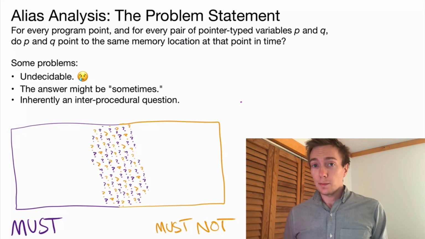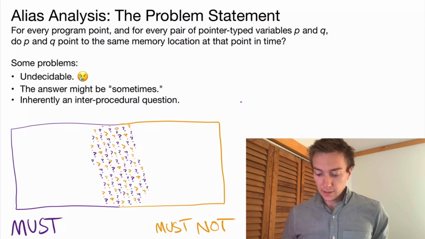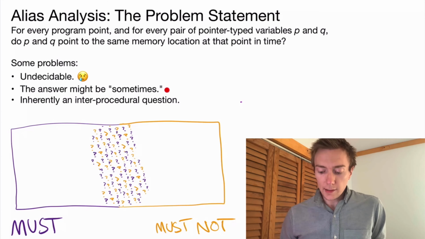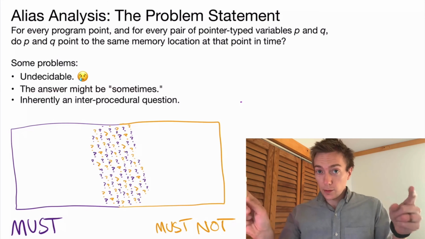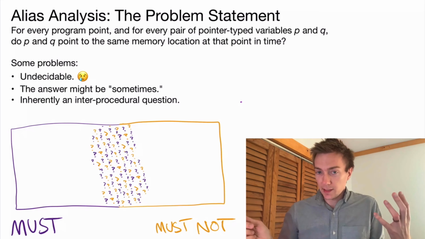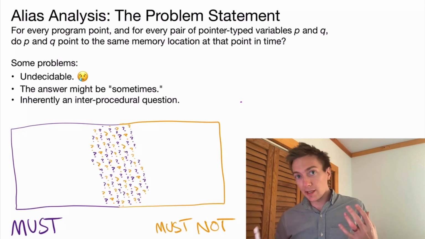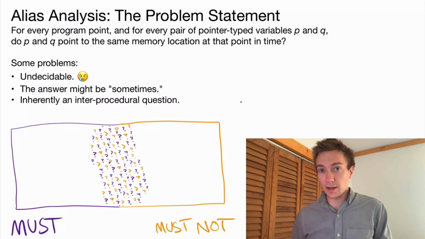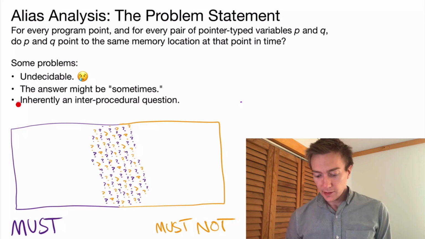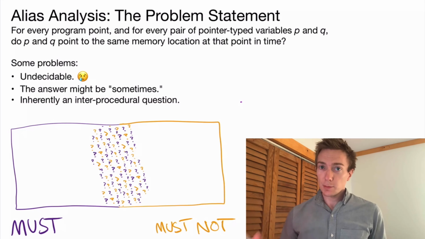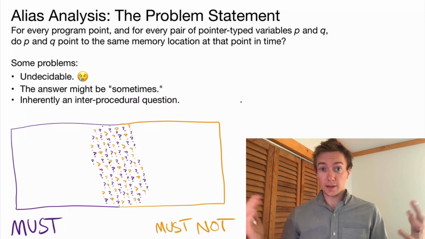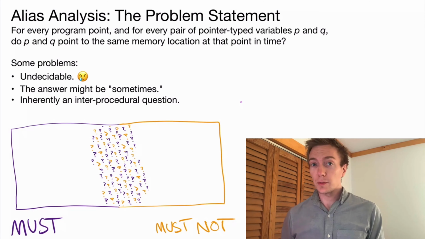And in general, even approximating this answer can be quite expensive. So the answer a lot of the time to the question, might these two things alias each other, will be sometimes. That is, I don't know for sure, but sometimes on some executions of the program they might alias each other and other times they might not. Finally, it's inherently an interprocedural question. That is, even simple functions like the string copying function I showed you earlier, the aliasing behavior depends on what our arguments are to the function. That is, whether we're called with pointers that alias each other or not.